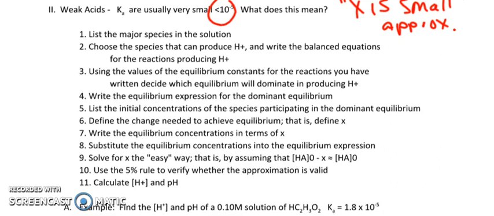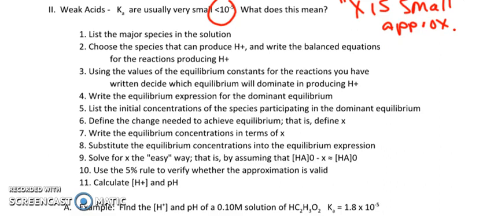It says list the major species in the solution, choose a species that will produce the H+, and write the balanced equation. Make sure you can do that. That's where you have to know the acid and the conjugate base. Using the values of the equilibrium constants for the reactions you have written, decide which equilibrium will dominate producing the H+, meaning will it be water or will it be the acid? Write the equilibrium expression for the dominant equilibrium, list the initial concentrations, define the change, write out the equilibrium concentrations in terms of x, so that's the E section of the ICE table, substitute them, solve for x the easy way. Make sure you do number 10, by the way, so use the 5% rule, and then calculate the H+ and the pH. Okay, so let's see what we're going to do here.